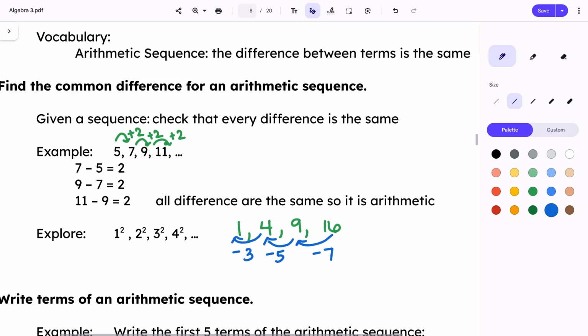3. So I'm not getting the same number over and over. These are all different numbers. So this would not be arithmetic. So we would say no, not arithmetic. Has to be the same difference. That one does not come out to be the same number repeatedly, so it's a no.